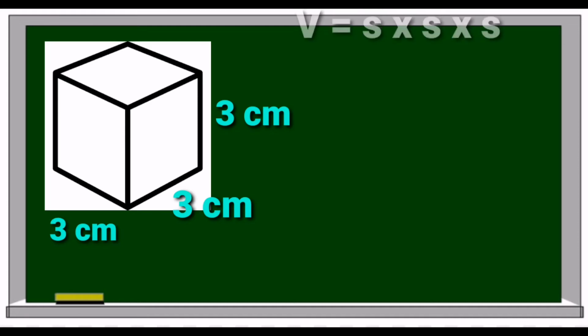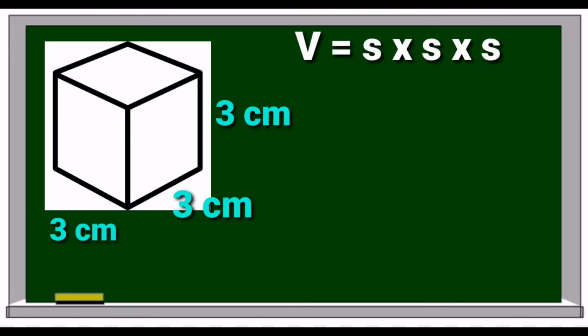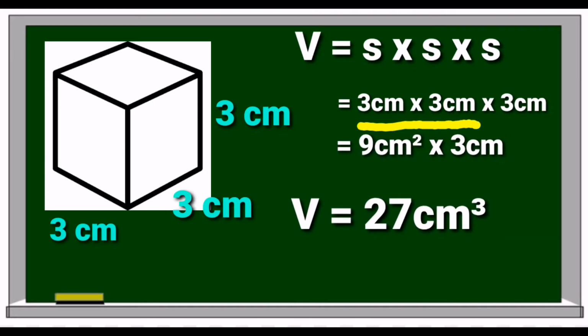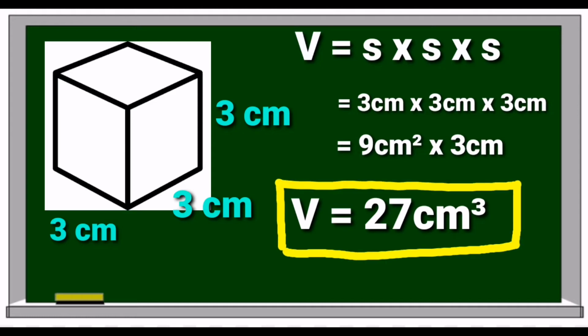So, V equals S times S times S equals 3 centimeters times 3 centimeters times 3 centimeters. 3 centimeters times 3 centimeters is equal to 9 square centimeters times 3 centimeters. The final answer is 27 cubic centimeters. Therefore, the volume of the cube is 27 cubic centimeters.